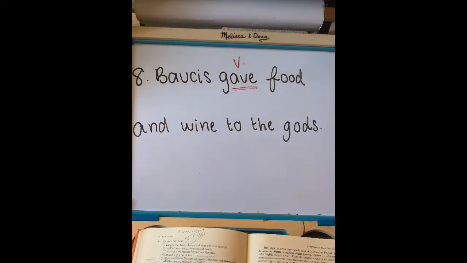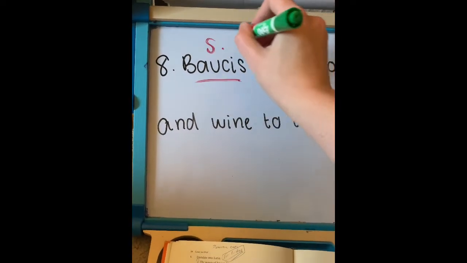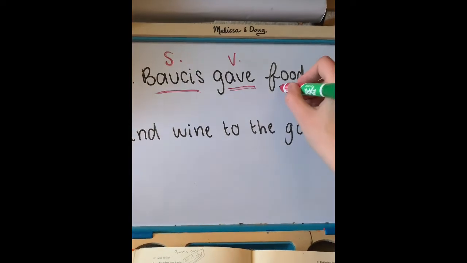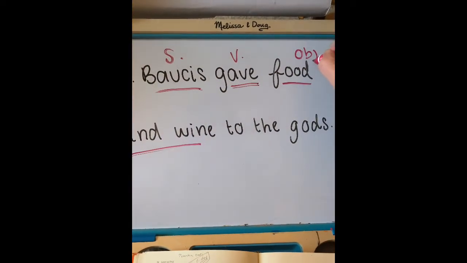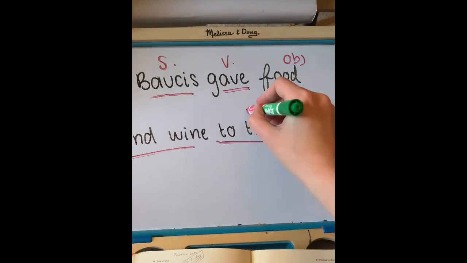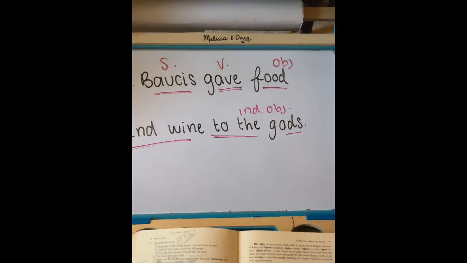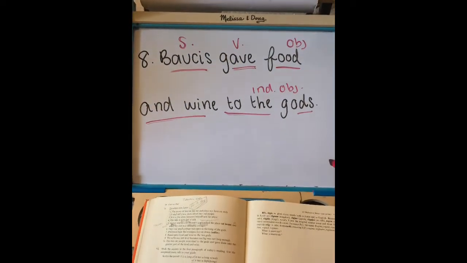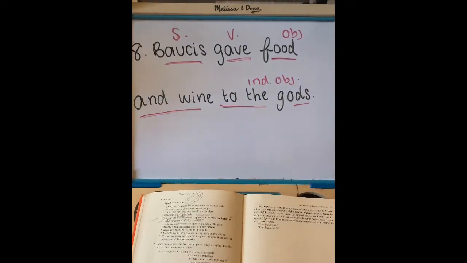So who is that someone? It looks like the subject of our sentence here is going to be Balkis. Balkis gave something to someone else, and he gave food and wine, which is so nice. So that's the object of what he's giving. Food and wine, that's both the object. And then to the gods, that's our indirect object. So again, that to triggers us that it's an indirect object. Balkis is giving something to someone else.